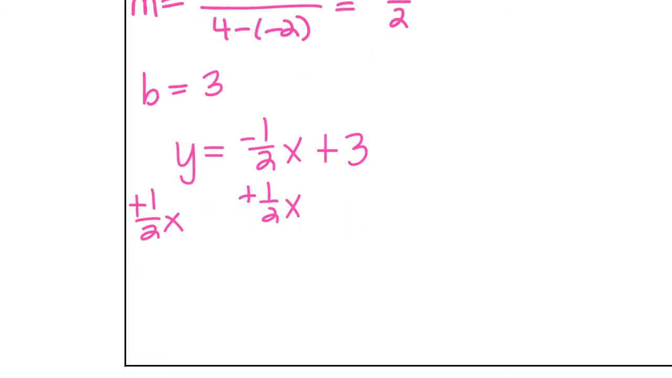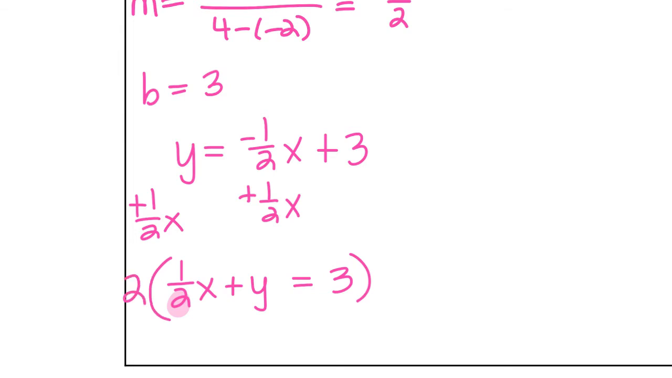So that leaves me with 1/2 x plus y is equal to 3. Now with standard form, you're not allowed to have any fractions. So the way you fix it is whatever is at the bottom of your fraction, so for us it's a 2, you multiply the whole equation by that number.